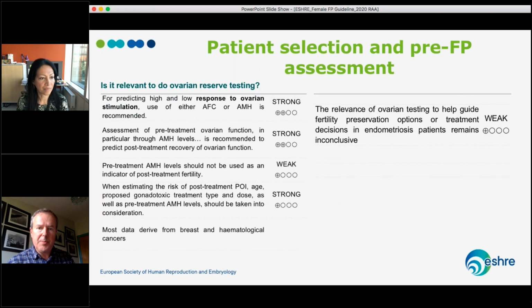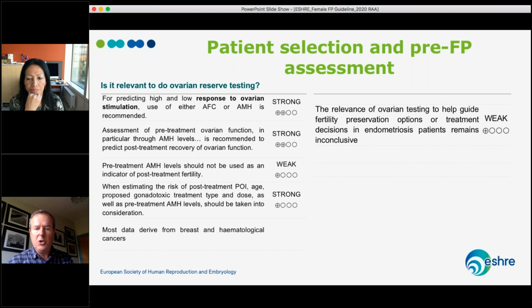Another aspect of pre-treatment assessment is assessment of the ovarian reserve, and there is, of course, good evidence for the value of that in predicting the response to ovarian stimulation, which is going to be the most common intervention for this patient group. So that is robustly established. There is also some evidence that measurement of AMH, particularly for pre-treatment of ovarian function, is recommended for some prediction of recovery after treatment is completed, but there's very limited evidence, and it should not be used as an indicator of post-treatment fertility, and that is a misleading use of that particular biomarker.